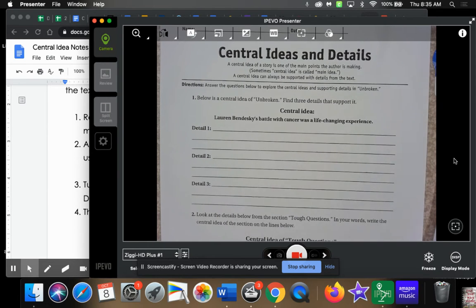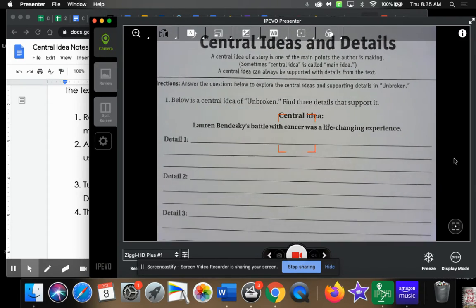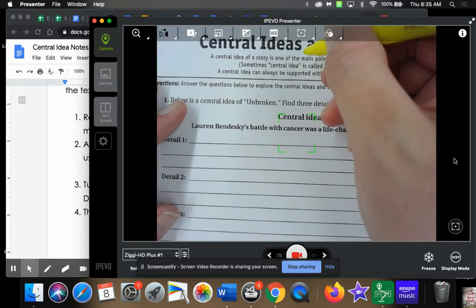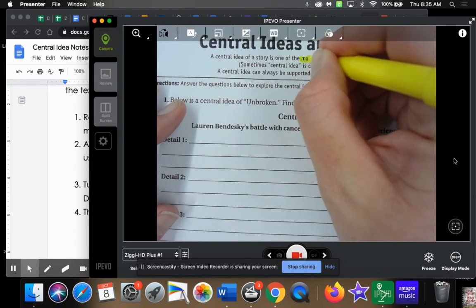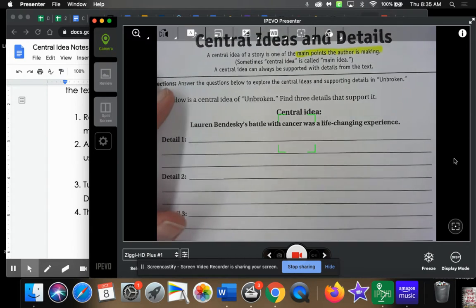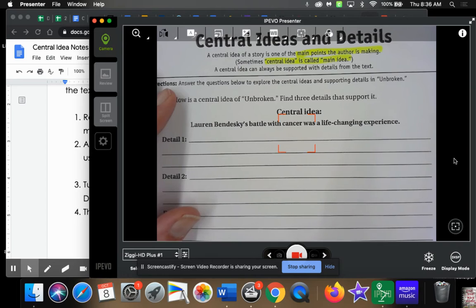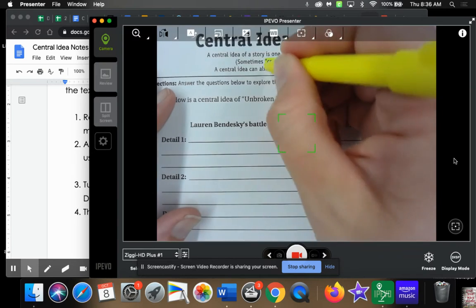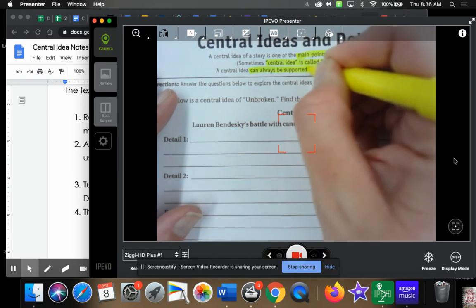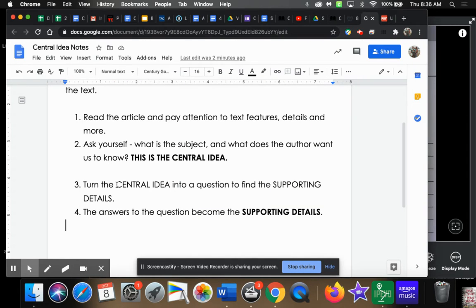If you misplace your notebook and you need a refresher, it tells you at the top, central idea of a story is one of the main points the author is making, okay? You will oftentimes hear central idea being called the main idea. And then it even says it can always be supported with details from the text. And that is what we had talked about with the idea of numbers 3 and 4, where you turn the central idea into a question and the supporting details become the answer, okay?